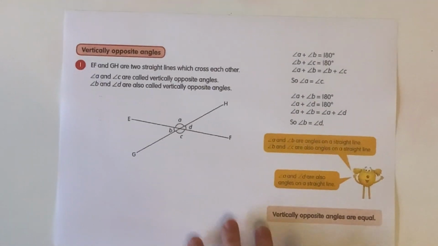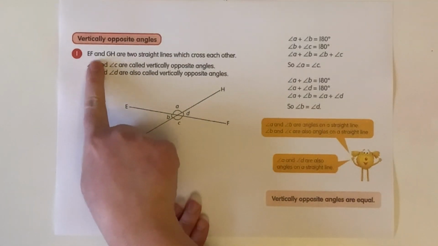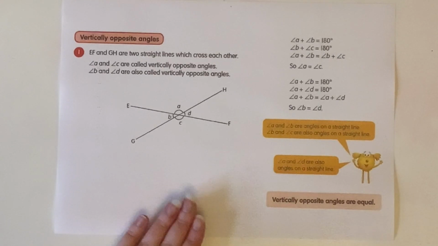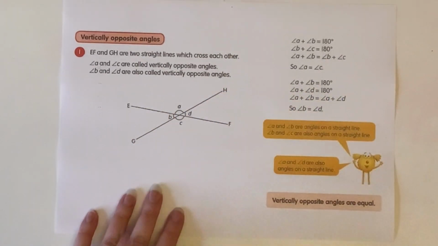Today we are learning to name and identify vertically opposite angles. Let's have a look at this first bit together. I'm told that EF and GH are 2 straight lines which cross each other. So I've got EF, GH, and they cross each other in the middle here.